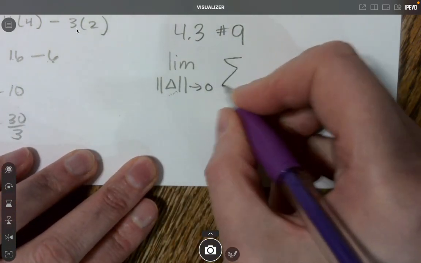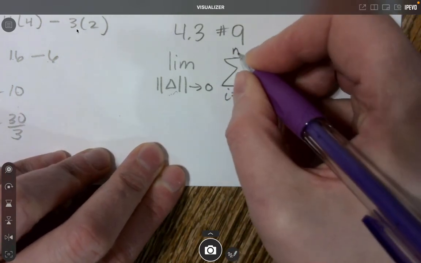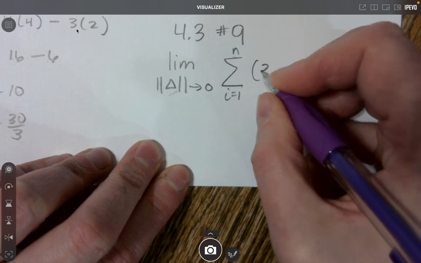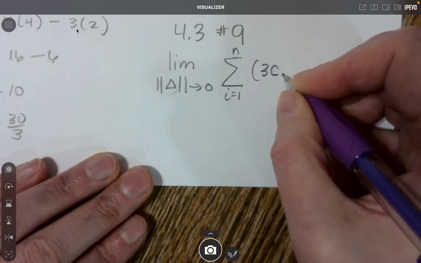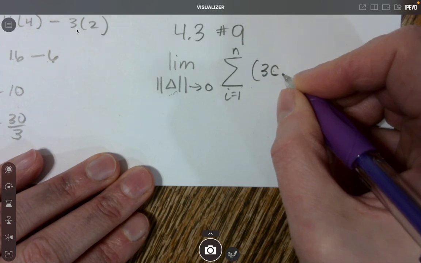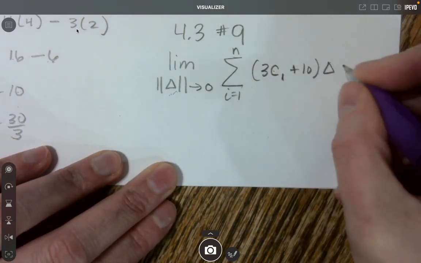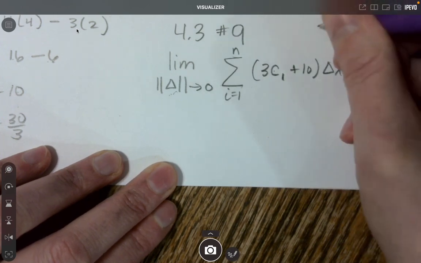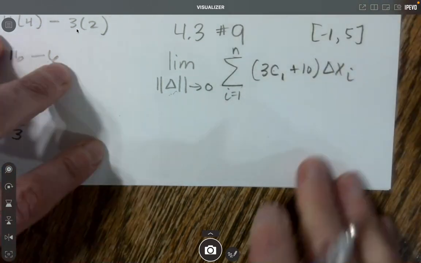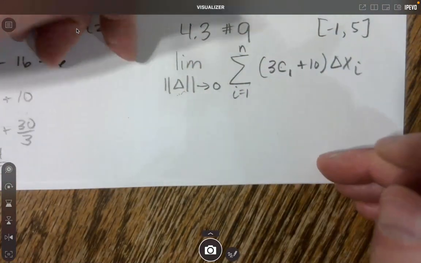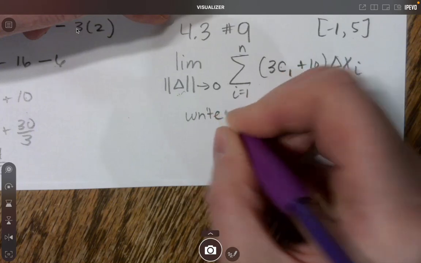And then we've got summation notation, or sigma notation, from i equals 1 to n. And this is 3 c sub, this has got to be an i. Nope, it's a 1 plus 10 delta x sub i. And this is from -1 to 5. This must just be the original problem. Again, I have no idea. I just have this random note that I'm supposed to do this problem, and I've not looked at it.